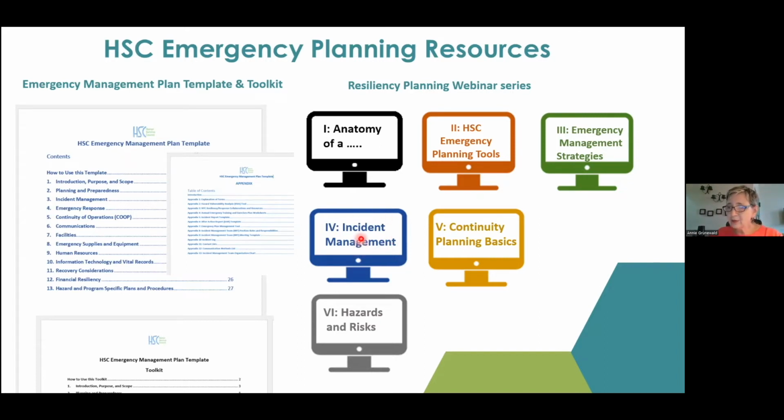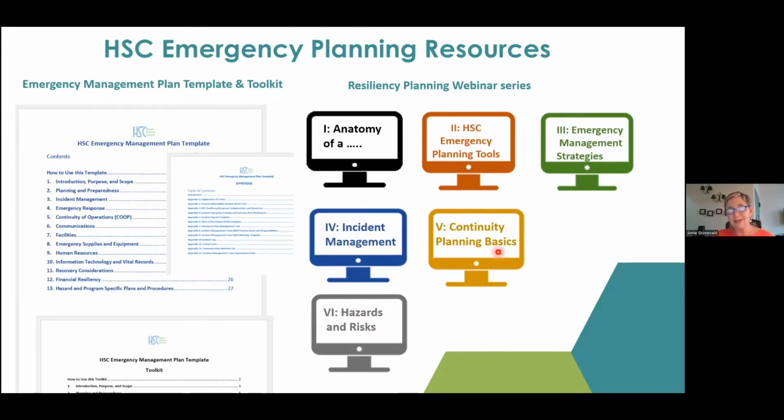The last few are specific to components of emergency planning. The first was incident management. How do you develop an incident management team? A team that will guide you through when there's been a disaster and you're having to run your organization in this disrupted state where many of your resources are affected. What does a meeting template look like? How often should you meet? What kind of questions do you ask when you meet? That's this webinar. And then we have continuity planning basics.